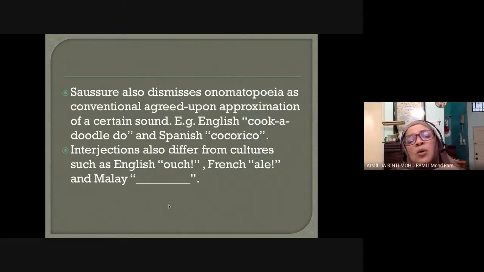Interjections also differ between cultures, such as English "ouch", French "aïe", and Malay "aduh", right? So this is the difference.